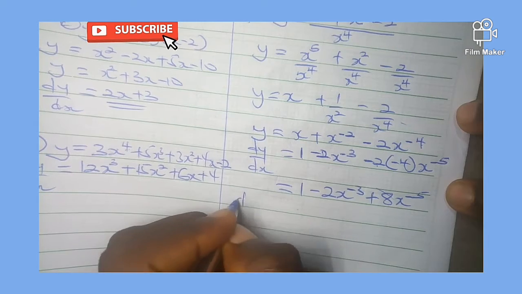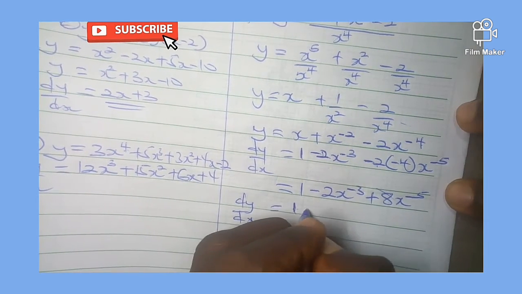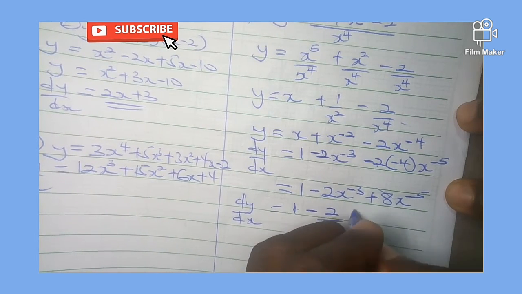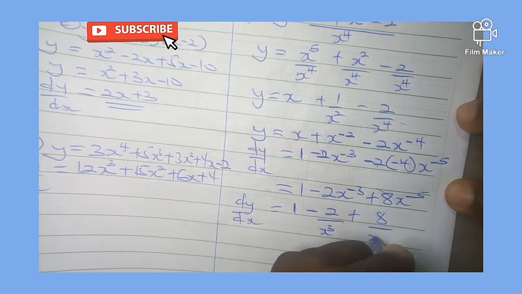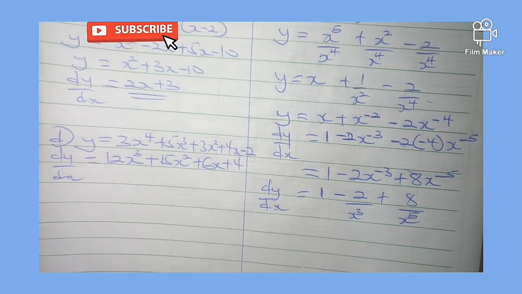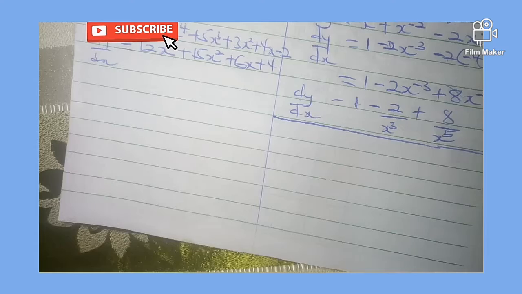So you can simplify it by writing dy/dx is equal to 1 minus 2 over x to the power 3, plus 8 over x to the power 5. Good. So this is how we differentiate. Whenever you are differentiating a function, if possible, simplify it first. After that, we differentiate it.